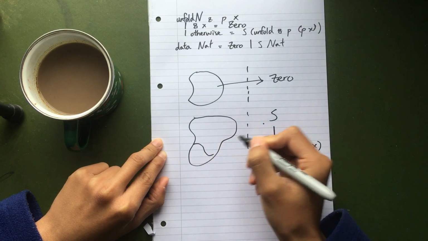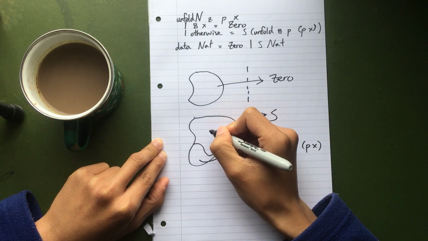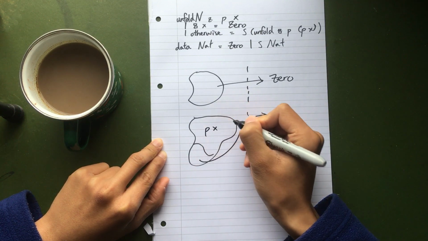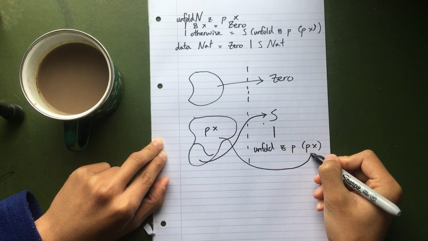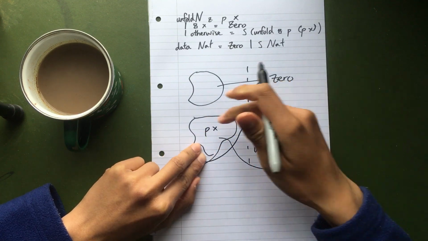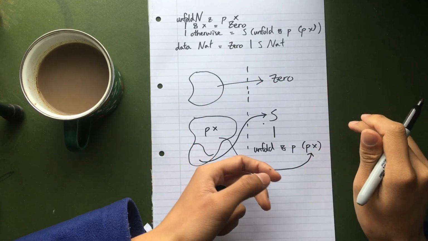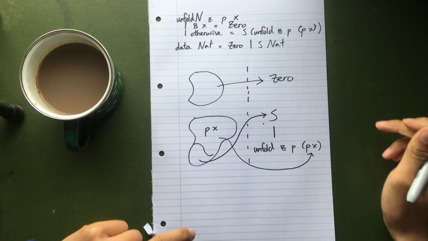And it's going to take a piece of the input and make that the successor. And it's going to take the other piece of the input, the px, and make that the input to our new unfold. So it's like we're cutting away a piece of the blob, and we're using the remaining blob for the rest of our interpretation in recursive style.